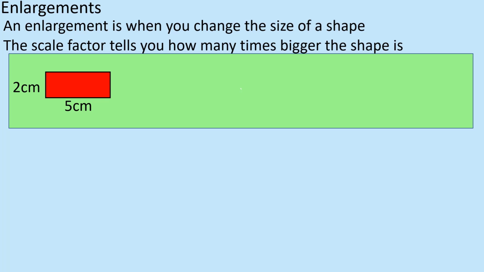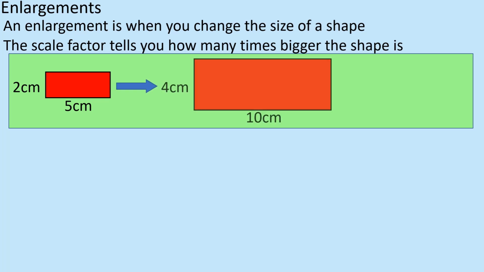So you've got something here which is 2 centimeters by 5 centimeters, and then it enlarges to 4 centimeters by 10 centimeters. So what we're looking for is the scale factor. What I'm looking at is these two numbers here, okay, and it should be the same kind of aspects here. So we're looking at what it is being multiplied by.